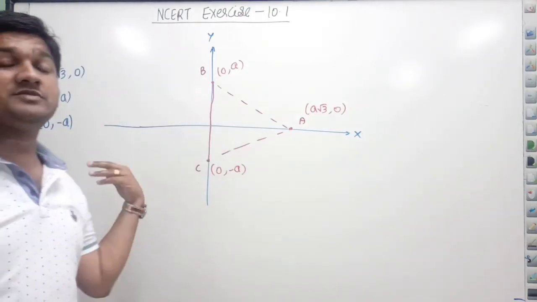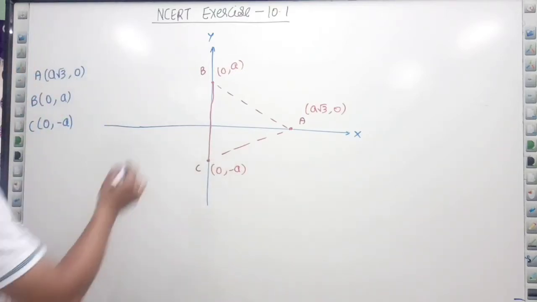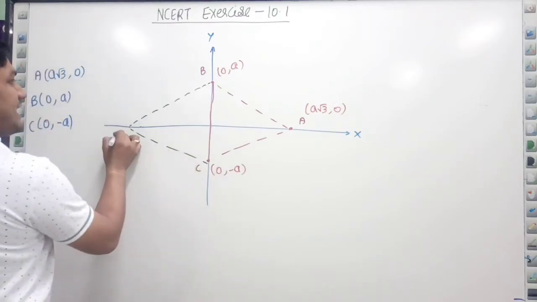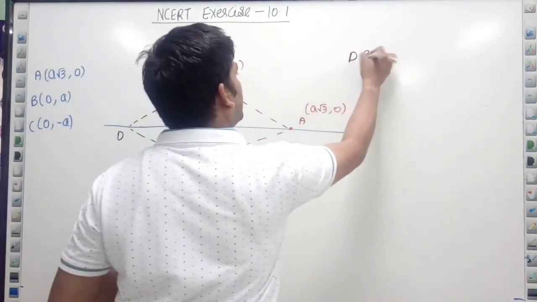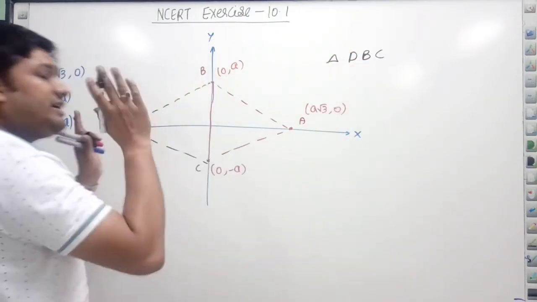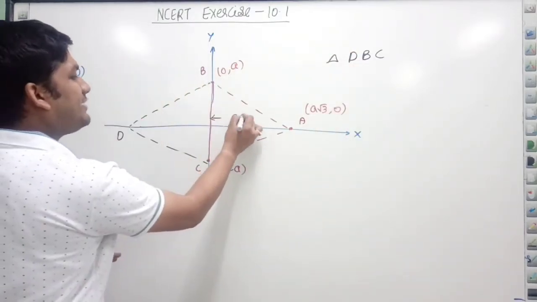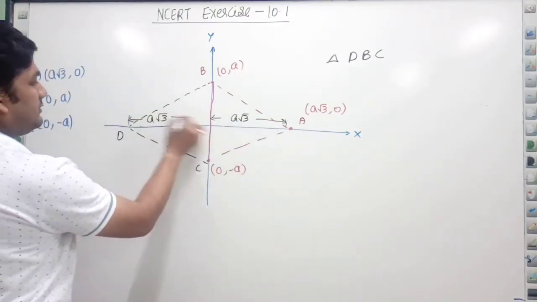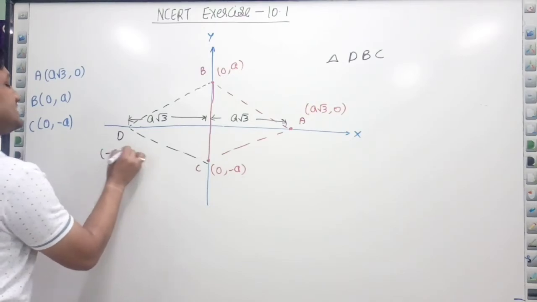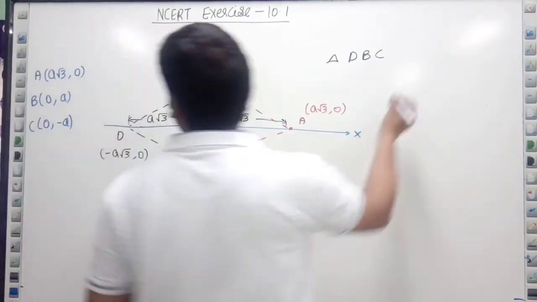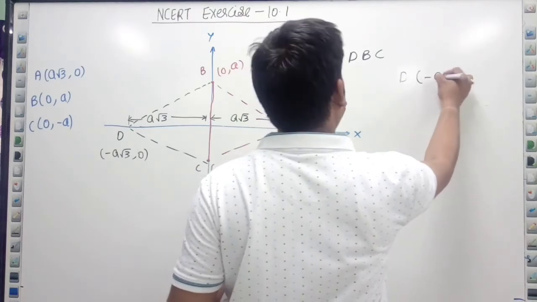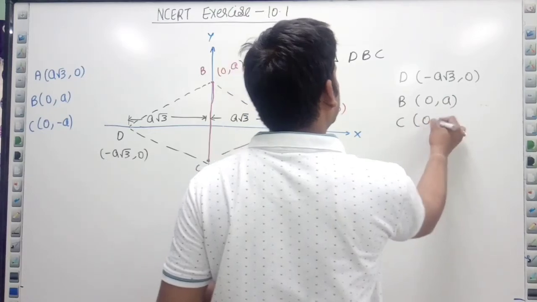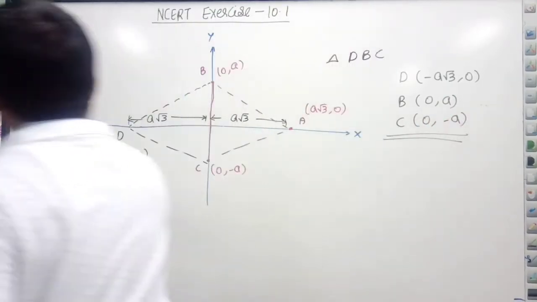But will it always be on the right hand side? It can be on the left hand side also, means equilateral triangle. तो left hand side में भी बन सकता है ना, means I can say DBC is also an equilateral triangle. और इस distance को आप a root 3 बोल रहे हो, क्योंकि आपने अभी कैलकुलेट करा है, a root 3 होगा, but negative side में, so minus a root 3, 0. Combination में थोड़ा सा change हो जाएगा: D is minus a root 3, 0, B is 0, a and C is 0, minus a. So two possibilities are here.